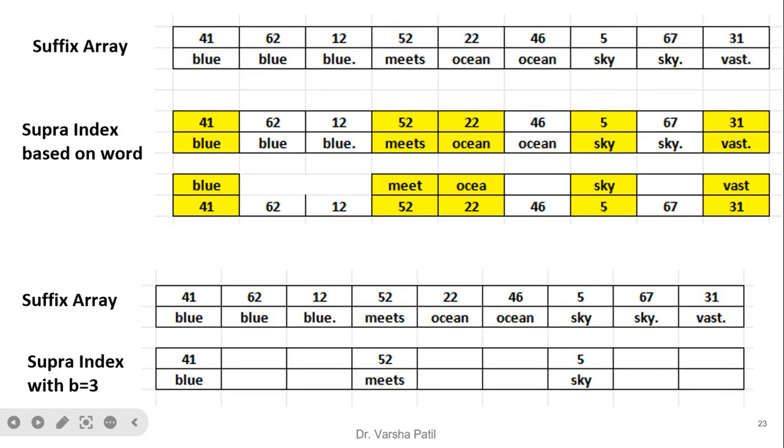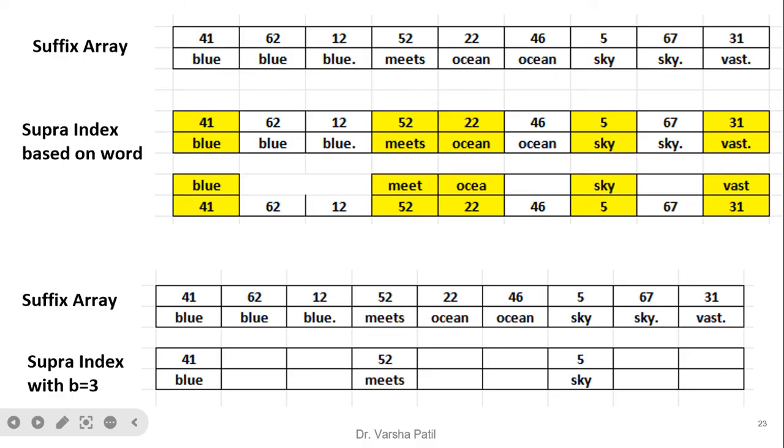Now here the 3 blue words are there: mids, ocean 2 times, sky 2 times, and vast 2 times. Now if we check that key, for example, if we make the supra indexing based on the word change, we can make it so that the words which start with blue come under one section, the words which start with M come under one section, the words which start with O, S, and vast. So in this way also we can create the supra index, and if we want at a particular value of B, we can create also.